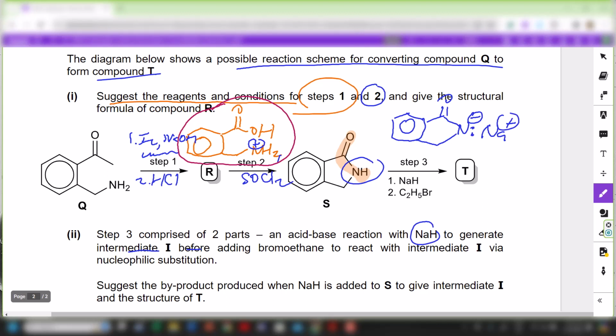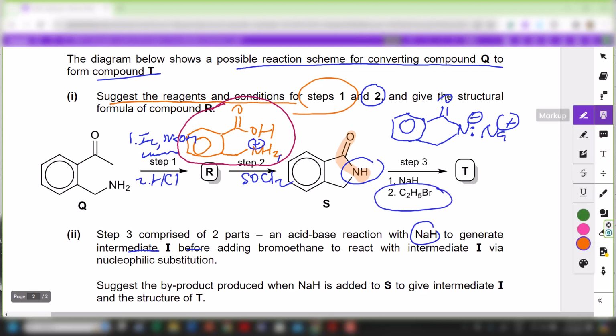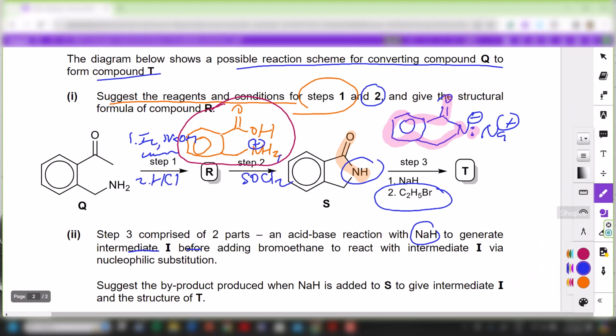And then the structure of T. So we have bromoethane here. Again, this whole chunk I'm going to highlight in pink. It is going to behave as a nucleophile, so it's going to perform nucleophilic substitution. So therefore my T will be simply, I just redraw the nucleophile with the N here, and then two carbons. So it undergoes nucleophilic substitution to give T.